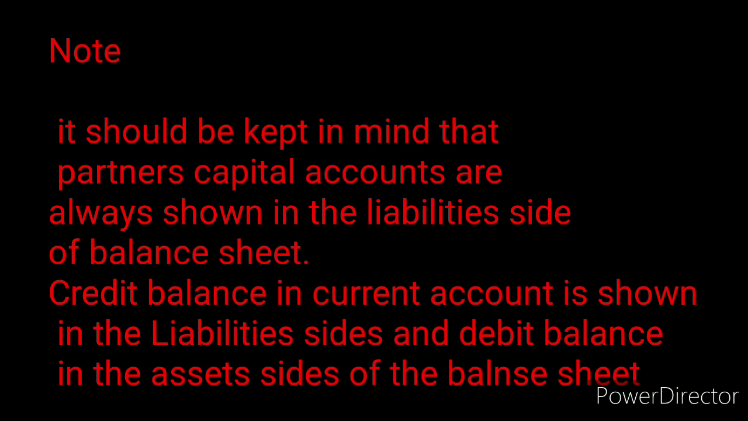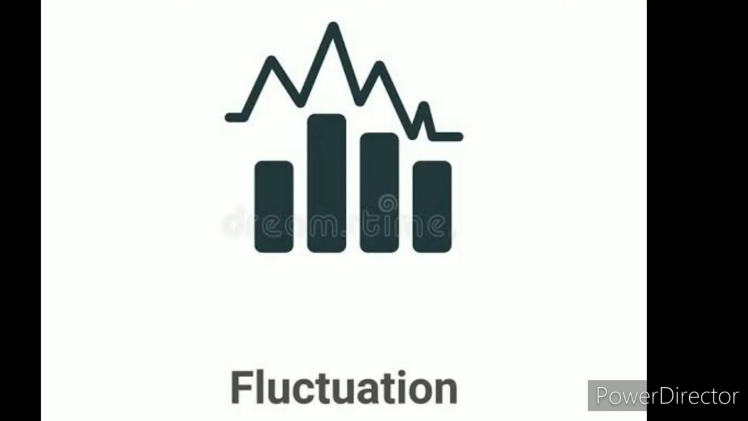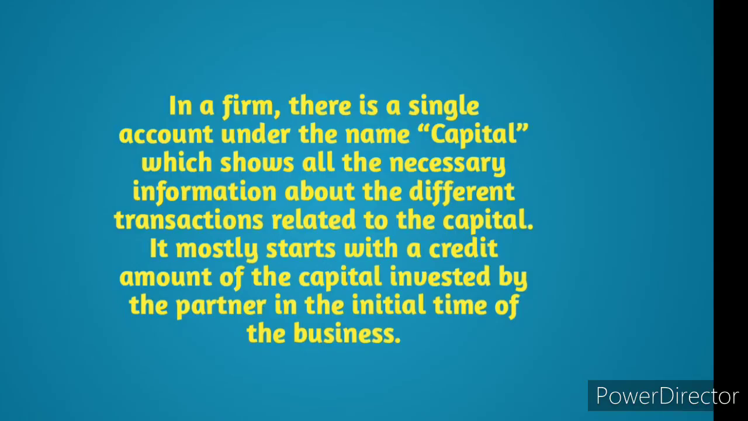Now the next method is the fluctuating capital account method. Firstly, fluctuate means having unpredictable ups and downs. Hence, under this method, the capital of each partner keeps on changing from time to time. In a firm, there is a single account under the name capital which shows all the necessary information about the different transactions related to the capital. It mostly starts with a credit amount of the capital invested by the partner at the initial time of the business. Under the fluctuating capital method, only one account, that is the capital account, is maintained for each partner.